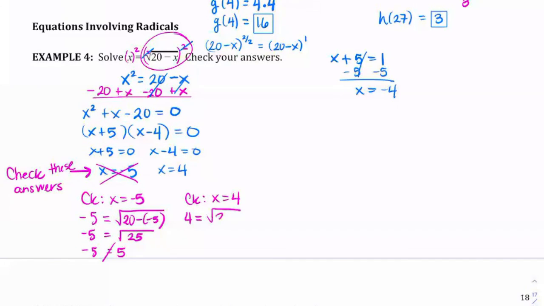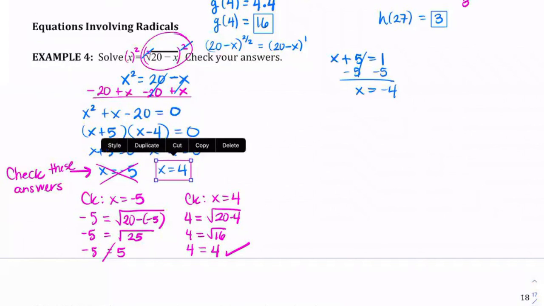So now we're going to check for 4. 20 minus 4 is 16. So we get the square root of 16, and the square root of 16 is 4. So that one does work. So this equation has one solution, and that solution is x equals 4. What questions do you guys have about example 4?